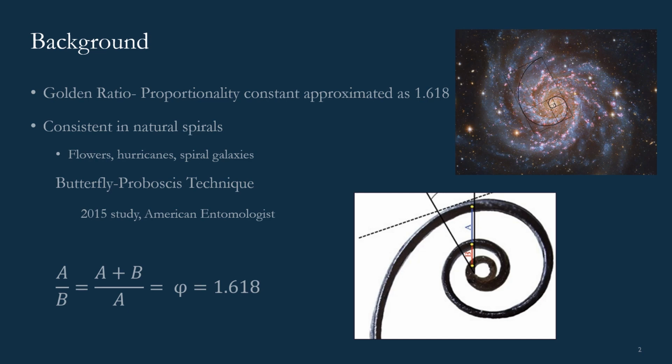There are several methods that are used to calculate the ratio constant, but the most applicable method we found for our experiment was the butterfly proboscis technique. Based off a study measuring the proboscises of various butterflies, the researchers used the distance between the inner two coils, B, and the next two most inner coils, A, and using the system of equations, derived an experimental value for the constant as seen below.